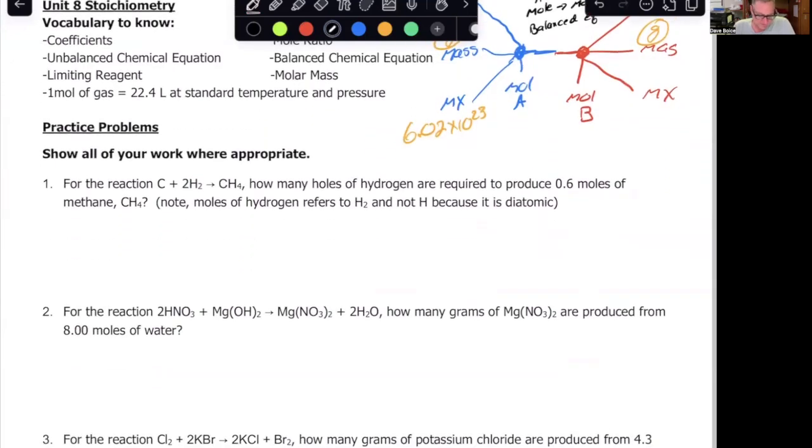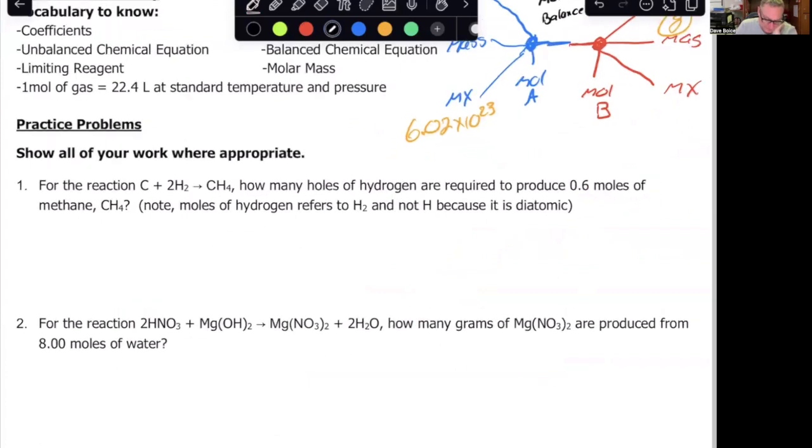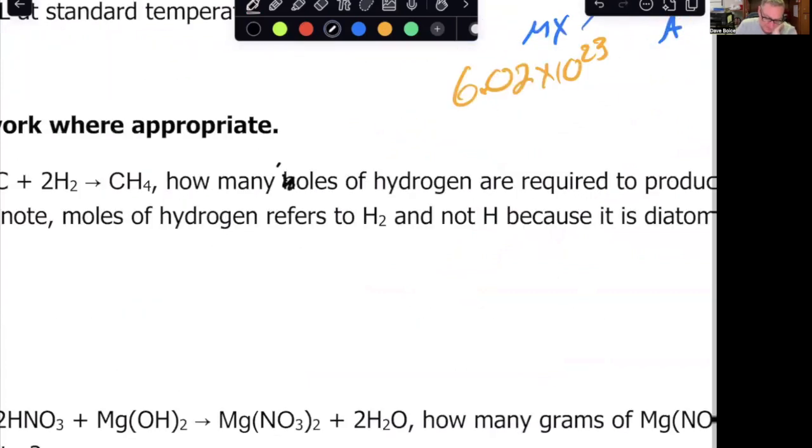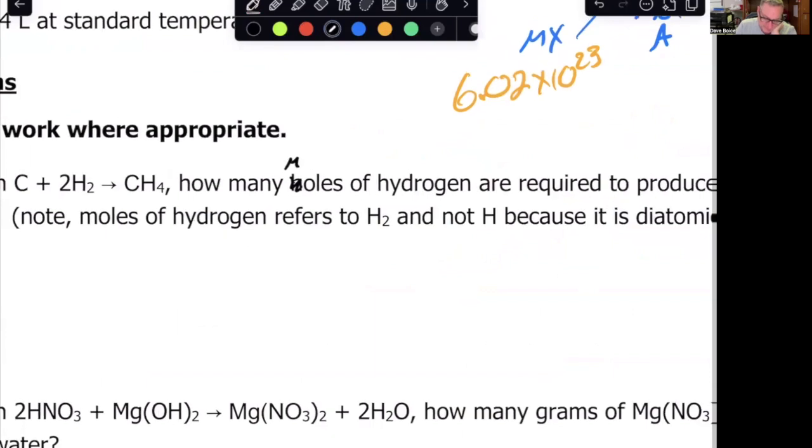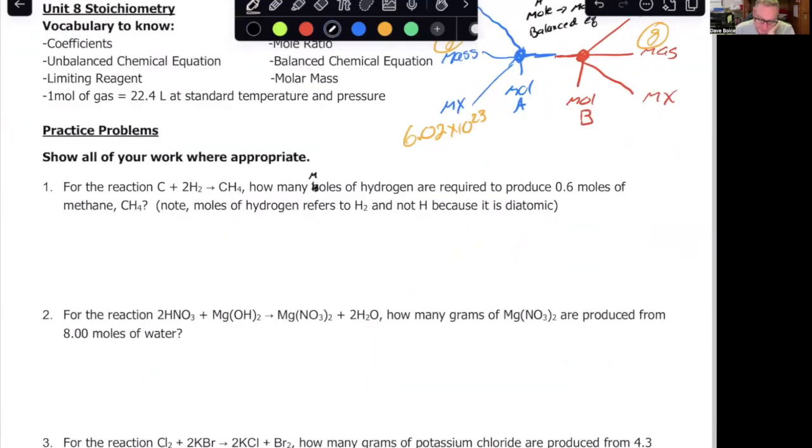All right, first one. For the reaction of carbon plus hydrogen, and remember hydrogen is diatomic, so that's H2, reacts to form CH4, how many moles of hydrogen are required to produce 0.6 moles of methane? So moles of hydrogen refers to H2 and not H because it is diatomic, it's not paired to anything else, so therefore H2.